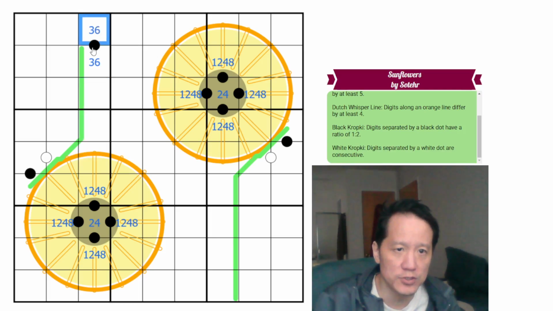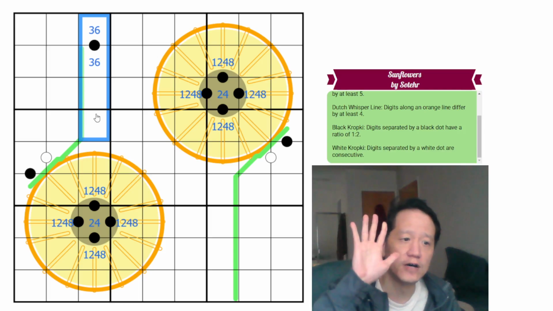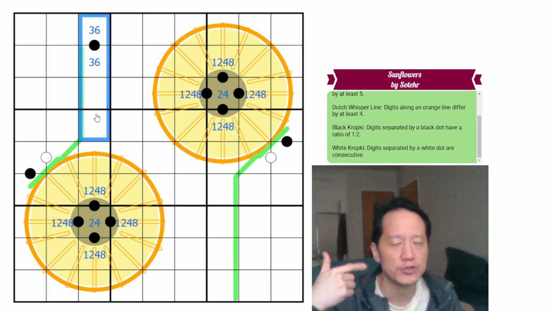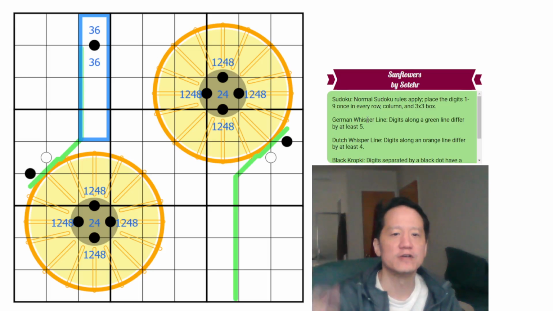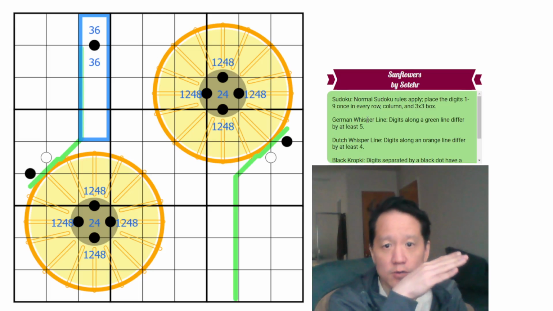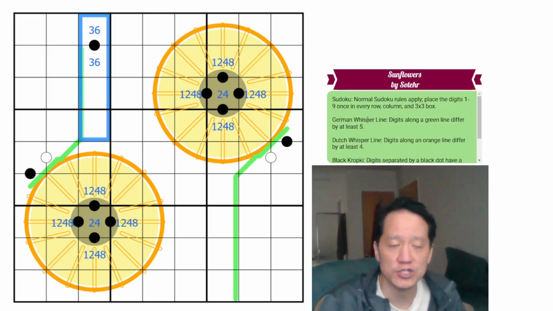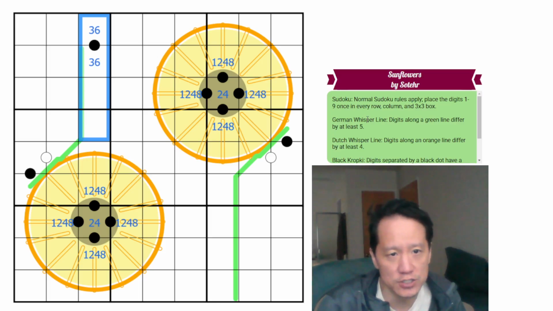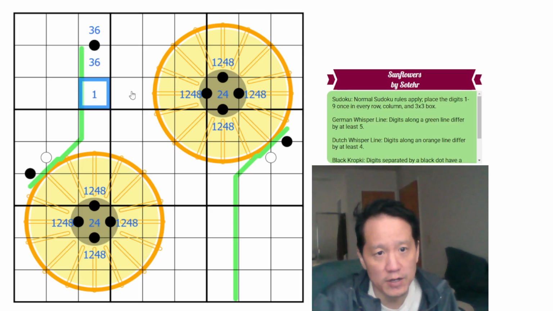And also, we know that you can never have a 5 on a German whisper line, because if you take 5 and you subtract 5 from it, in normal Sudoku without any modifiers, you get 0 or less, which is not a normal Sudoku digit. And if you take 5 and add 5 to it, you get 10 or more, which are obviously not digits. So 5 can never be on a German whisper line. So this cannot be 5. If this is 6, this would have to be 1. If this is 3, it would have to be 8 or 9 here.